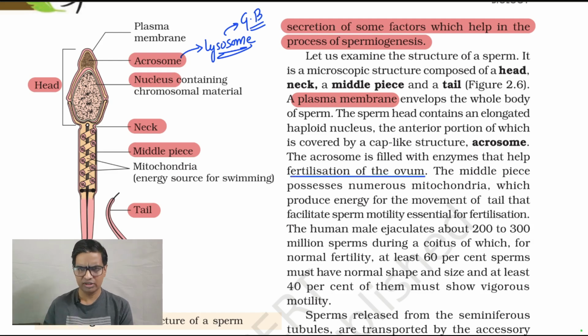The middle piece has mitochondria, which helps in generation of ATP. That we already know, right? So the middle piece is mitochondria for energy purposes, and the tail will be for motility. Now this is super important. A healthy male will ejaculate 200 to 300 million sperms during each coitus. But if he has to be fertile, at least 60% should have normal shape and size, and at least 40% should show vigorous motility.